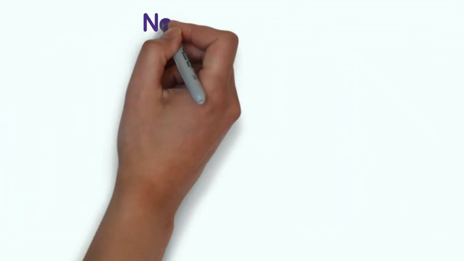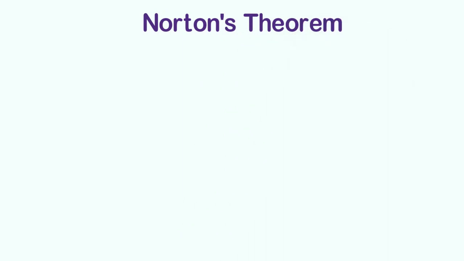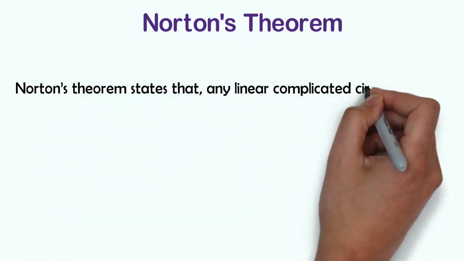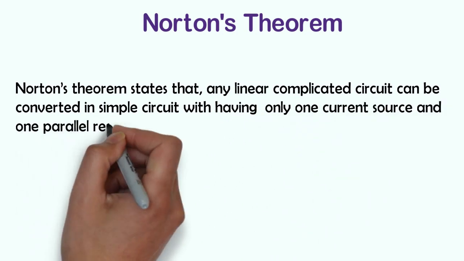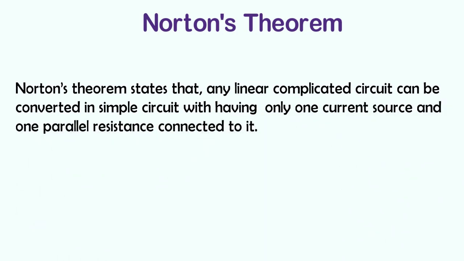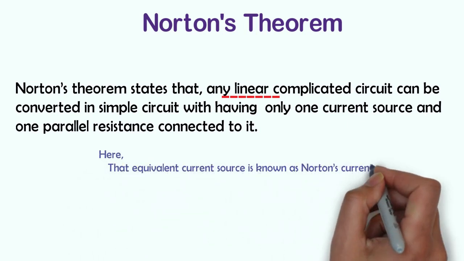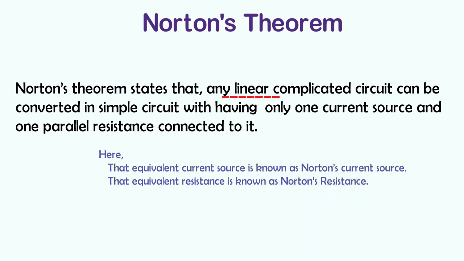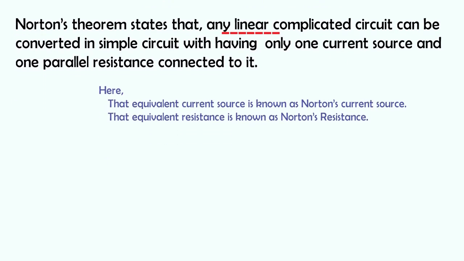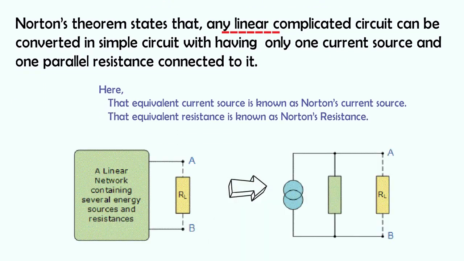We will start with the definition of Norton's theorem. Norton's theorem states that any linear complicated circuit can be converted into a simple circuit having one current source and one parallel resistance connected to it. Friends, here we need to focus on the term linear circuits, as this theorem only works on linear circuits. As suggested in the definition, the single current source is known as Norton's current source and that single resistance is known as Norton's resistance. From this figure, the concept of Norton's theorem can be understood nicely.